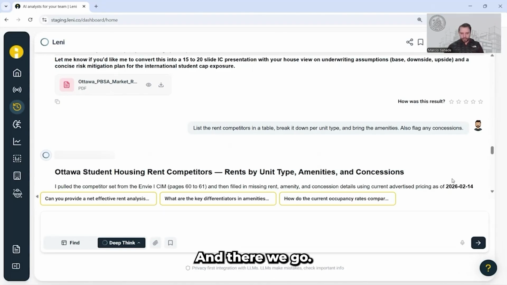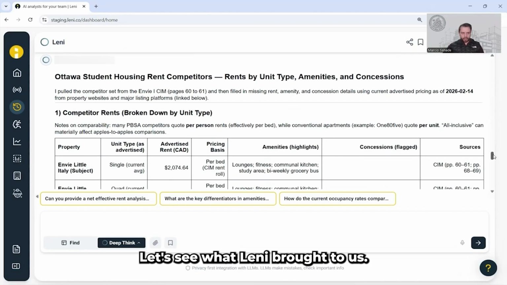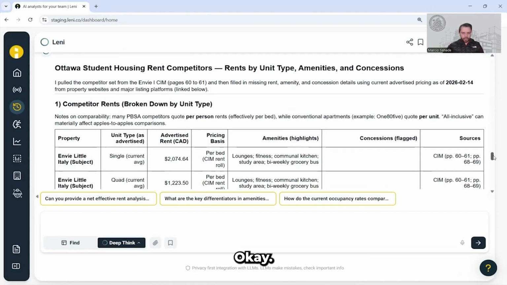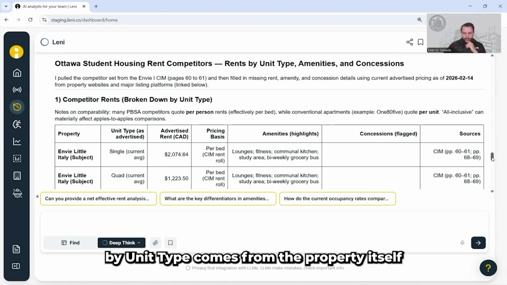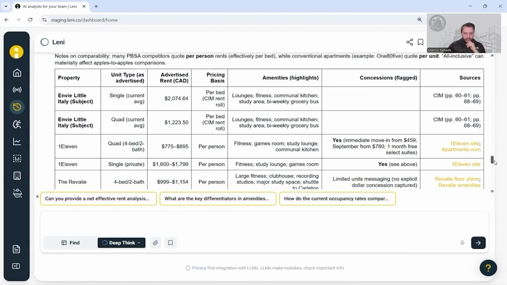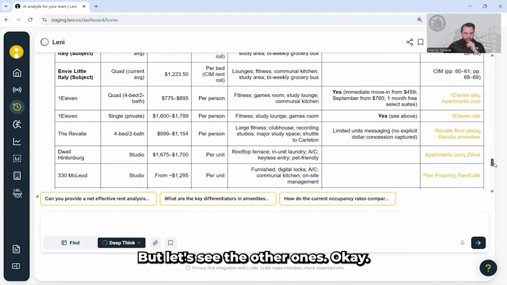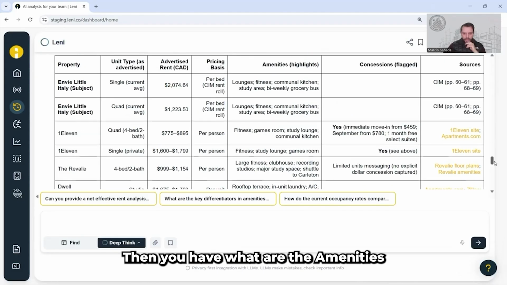And there we go. We got the competitors here. Let's see what Leni brought to us. Okay. For student housing, the first two, broken down by unit type, come from the property itself, from the deal itself, but let's see the other ones. Okay. Then you have what are the amenities, concessions, and sources.